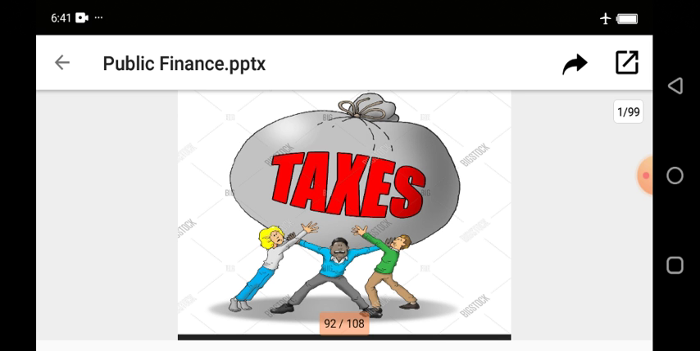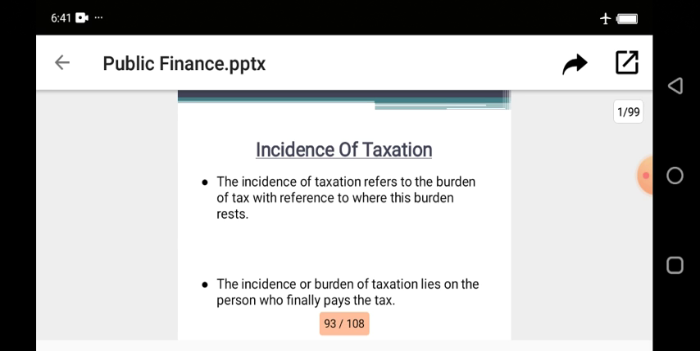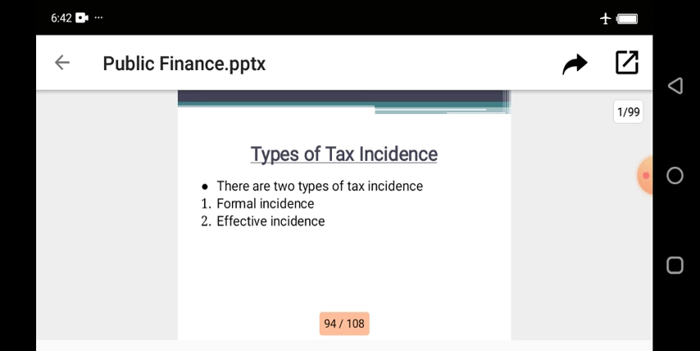So what is incidence of tax? Incidence of tax refers to the burden of tax with reference to where this burden rests. When we talk about incidence of tax, we're talking about the burden of tax, the final resting place of this tax, meaning who pays this tax. The incidence or burden of tax lies on the person who finally pays the tax. For the purpose of explanation, we're looking at two types of tax incidence: the formal incidence and the effective incidence.